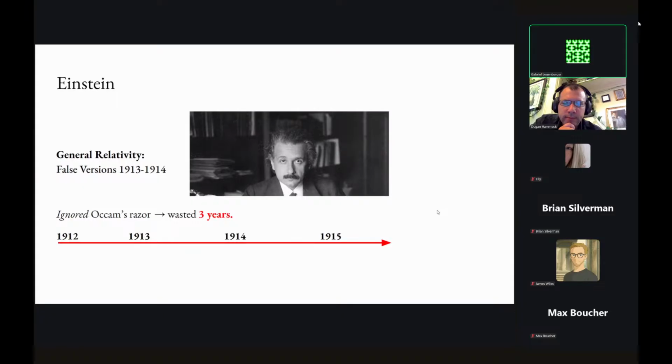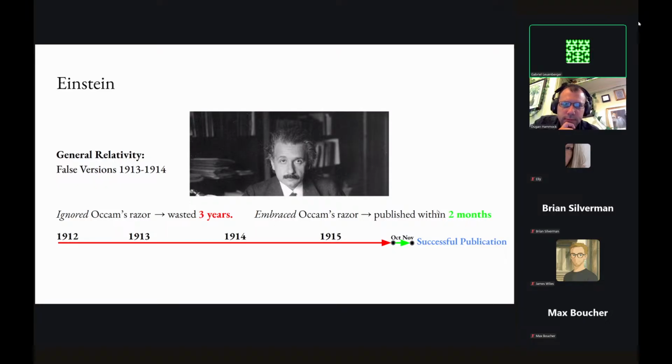There was a time when he completely ignored Occam's razor, and it was quite detrimental to him. It wasted 3 years of his life, and he published some false versions of general relativity initially. Then towards the end of these 3 years, he became desperate because other scholars, mathematicians, were catching up to him, so he would have lost priority on his own work. Therefore, in desperation, he accepted Occam's razor, and then he sped up his work so much that he published the correct version within 2 months.